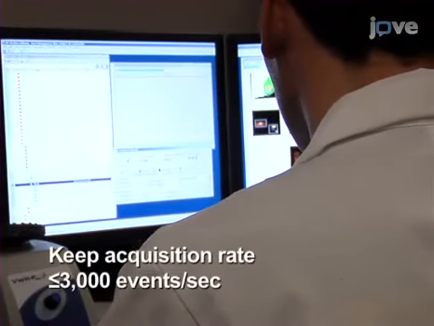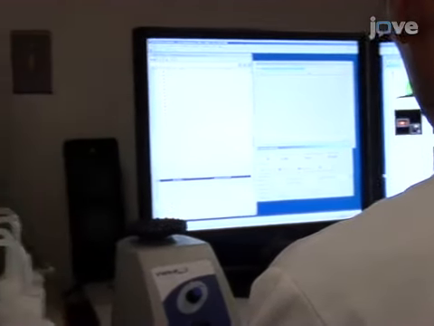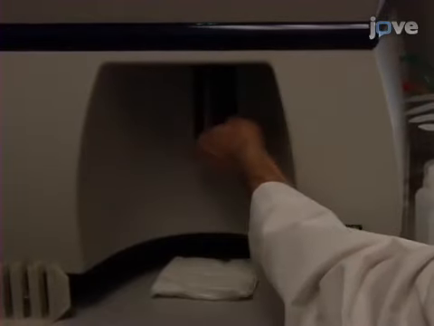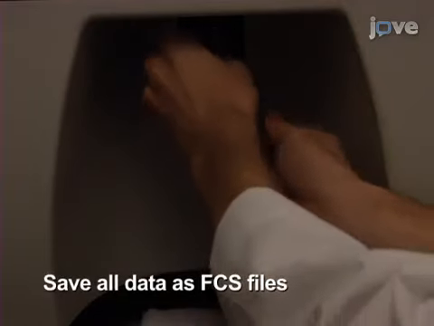For the bound fraction samples, collect as many cells as possible, up to a maximum of 2 million total events. For the unbound fraction samples, collect 1 million total events. Finally, using the same machine settings, collect 10,000 events from the counting bead samples.